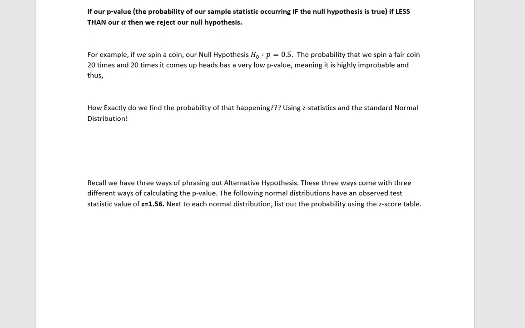So, for example, if we spun a coin, our null hypothesis would be that H0 is p equals 0.5. The probability that we spin a fair coin 20 times and 20 times it comes up heads has a very low p-value, meaning it's highly improbable, and thus we reject H0, which means that we have evidence the coin is unfair.